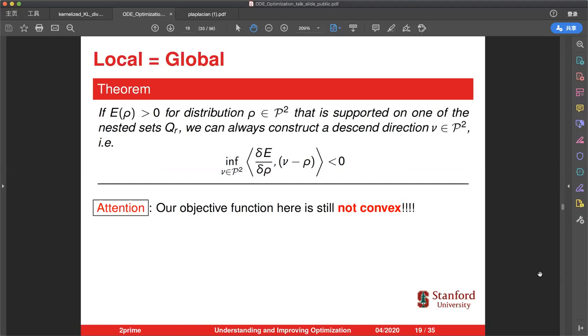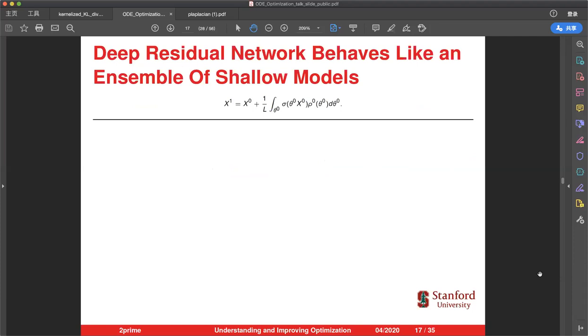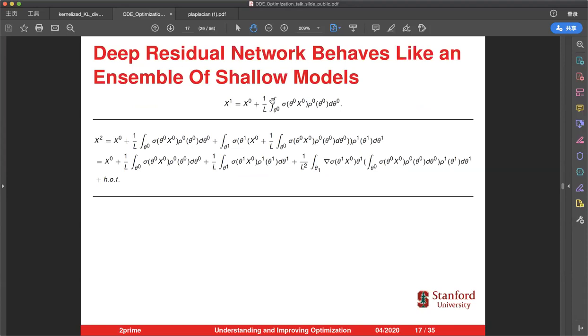Our formulation comes from previous empirical work saying that a deep residual network behaves like an ensemble of shallow networks. How can we do this? This is my first residual block, and then I write down my second residual block. You can see that I have to do a Taylor expansion. For the second residual block, your input is the output of the first residual block, but I split it into two parts: one is just our input, and the other is the difference introduced by propagating it through the first layer. It's just like a Taylor expansion to linearize in theta here.